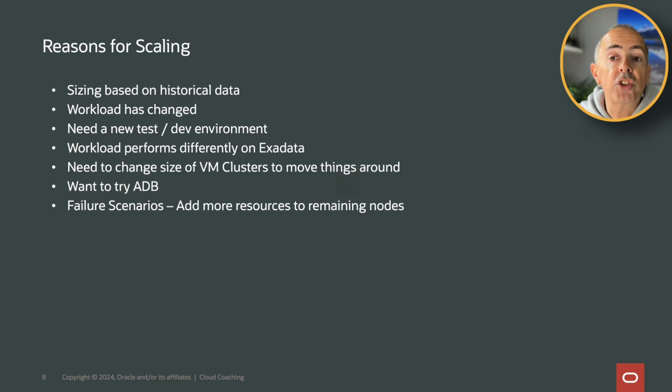You may actually need to change the size of some VM clusters just to move things around or to create new ones. Or you want to try out the autonomous database. But another reason is in the case of failure scenario. So if you've got a 2-node rack cluster and one of the database nodes has stopped working, you may want to ramp up the resources in the remaining node to give you enough capacity to run the workload.